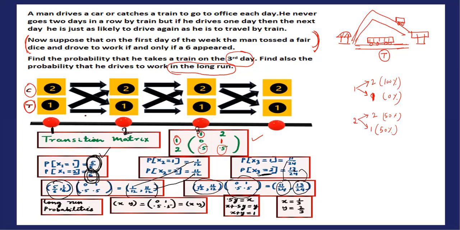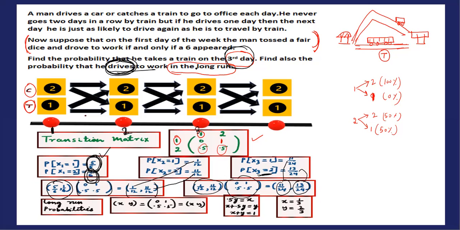So driving by car is a little bit more, 13 by 24 compared to 11 by 24. But it's only after 2 days, the third day, if today is the first day. Now the next question: find also the probability that he drives to work in the long run. After many days, what is the probability that he drives to work? We are talking about driving by car, not by train.